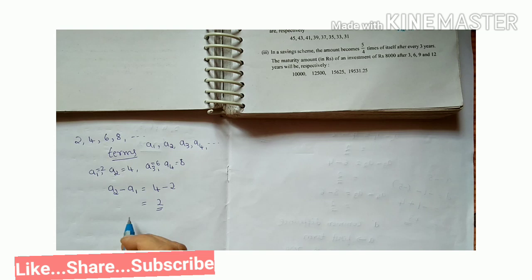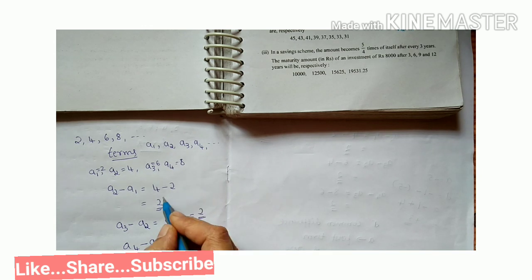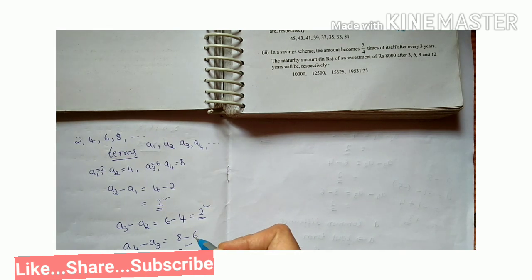2. Next two consecutive numbers, A3 minus A2, 6 minus 4. A4 minus A3, 8 minus 6, 2. So here also 2. Here 2 is the fixed number.